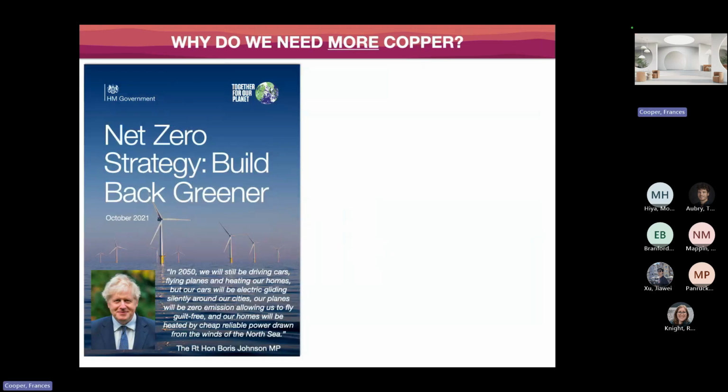So why do we need more copper? Now, this is going back a few years, but I still think it's worth reading out. This is from the glory days of Boris Johnson as our Prime Minister, and the net zero strategy published by the government in 2021. And I'm just going to read it out, not in a Boris Johnson voice. In 2050, we will still be driving cars, flying planes and heating our homes, but our cars will be electric, gliding silently around our cities. Our planes will be zero emission, allowing us to fly guilt-free, and our homes will be heated by cheap, reliable power drawn from the winds of the North Sea. It sounds idyllic.